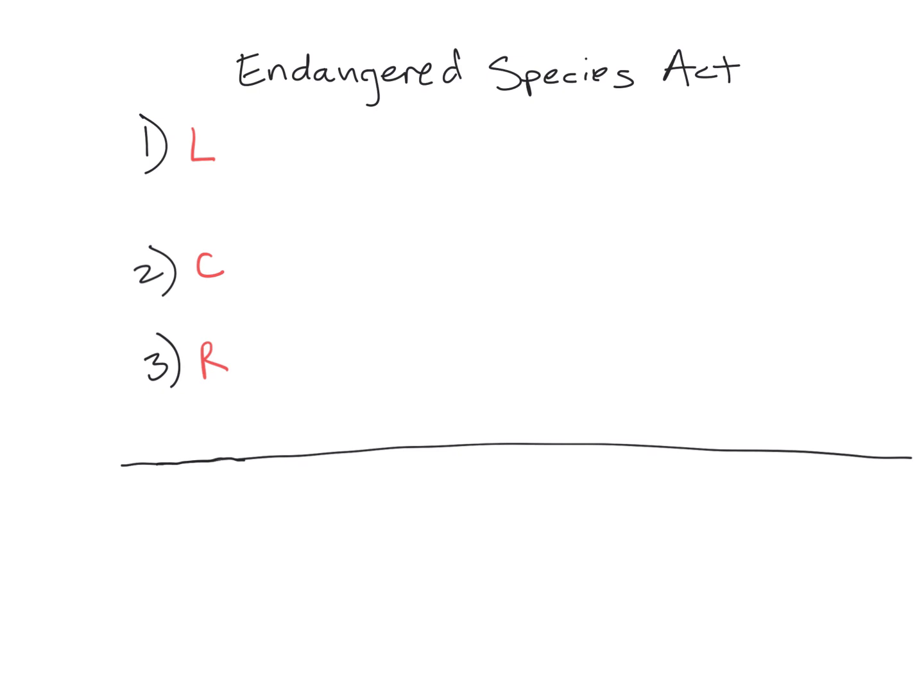Okay, there's 3 steps that the Endangered Species Act outlines that have to be done in order to get something listed, right? So the first step is the listing of the species. There's a certain amount of information that you need, which is covered in the second and third step. Second is the critical habitat. All right, and then the third step is a recovery plan.